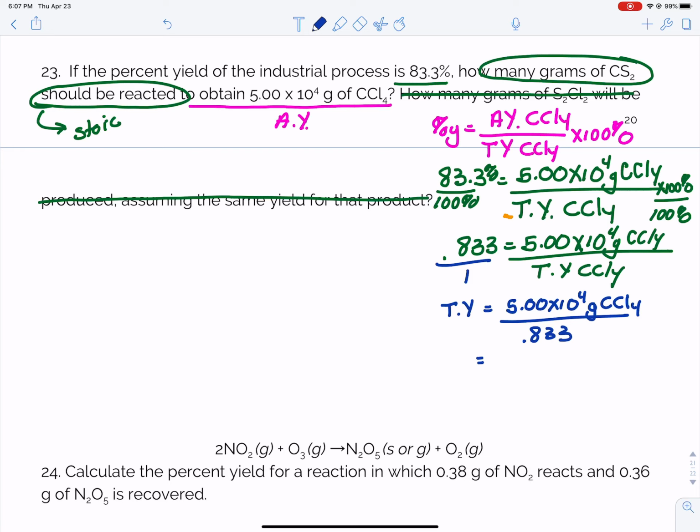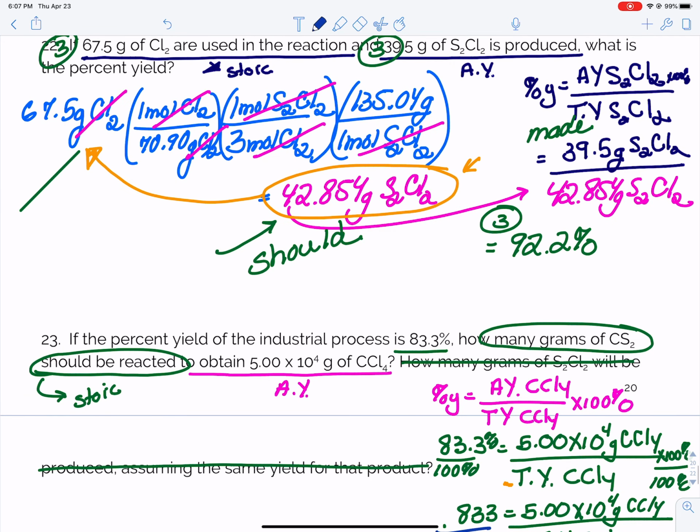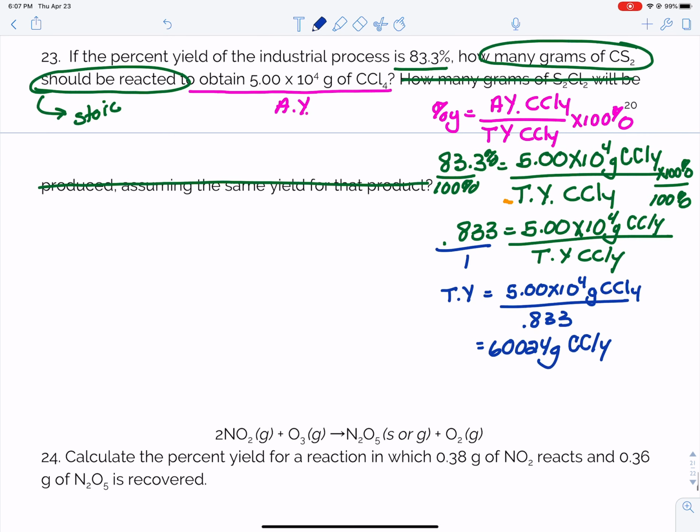Should come out to be a larger number. And it does. What does it come out to be? 60,024 grams of CCl4. So this is my theoretical yield. This is what I should try and make. In the problem before it, our theoretical yield was the end of the stoichiometry problem. Now our theoretical yield is going to be the beginning of our stoichiometry problem. This number in my calculator, I'm not going to clear it because this has more significant figures. I don't want to round until the end.